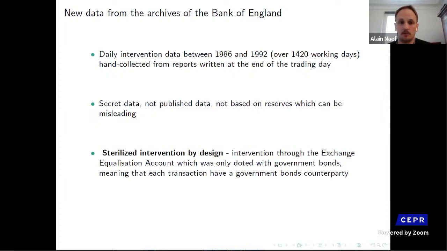And then the last real bonus of this data, and we can talk about this in the questions if you want, is that because of a design of the Bank of England, all these operations were automatically sterilized. These operations would not happen directly at the Bank of England. They would go through the exchange equalization account, which is the reserve account of the Bank of England. Any operation with the exchange equalization account had a counterpart in treasuries, so you'd always offset the effect of any intervention on monetary policy. I guess that's a great feature of this data, that we know these interventions were automatically sterilized.